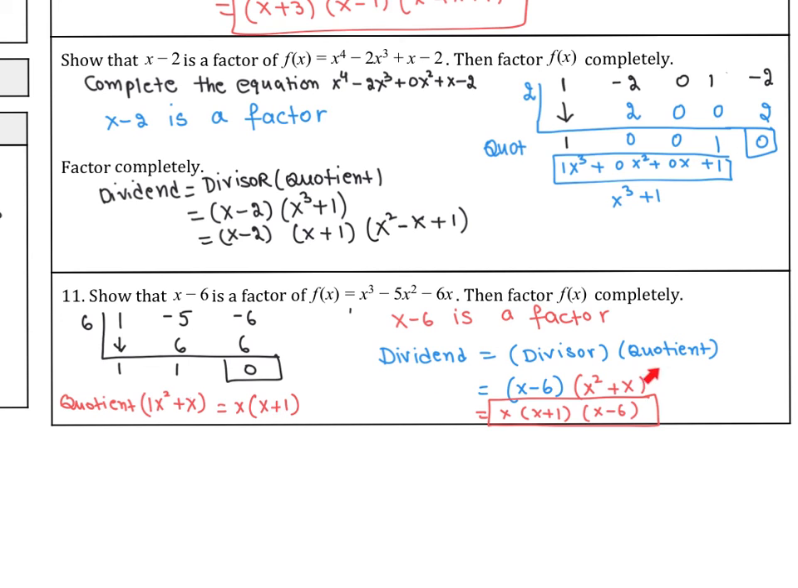Now the formula to find the complete factors is dividend equals divisor times quotient. The divisor is x minus 6. The quotient is x squared plus x, or x times x plus 1. So the complete factors are x times x plus 1 times x minus 6 for this polynomial.